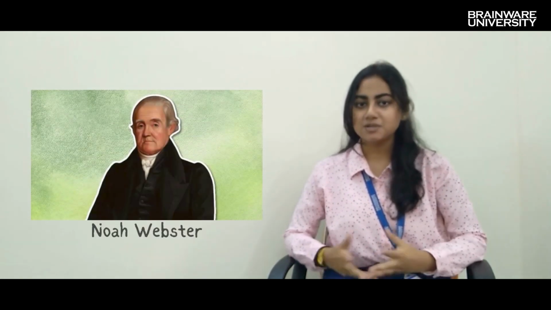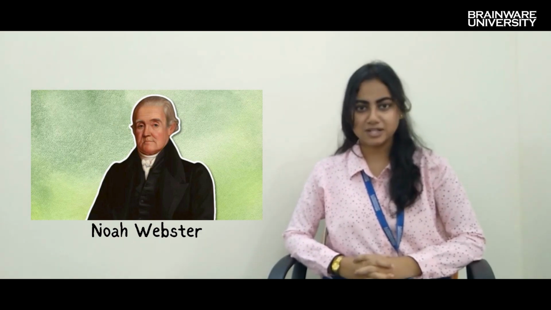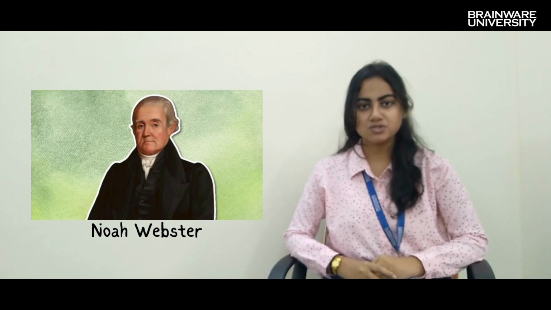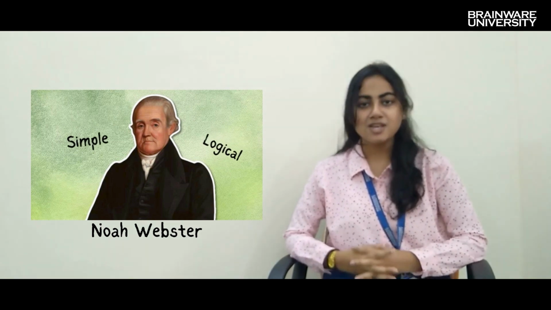Not really. It was more of a natural evolution. Noah Webster, the American lexicographer, played a significant role in shaping American English. He believed that the spelling and pronunciation of the English language should be simplified and made more logical. Hence, he introduced changes like dropping the U from words like colour and changing RE to ER in words like centre. That explains a lot. But why did he want to simplify the spellings?